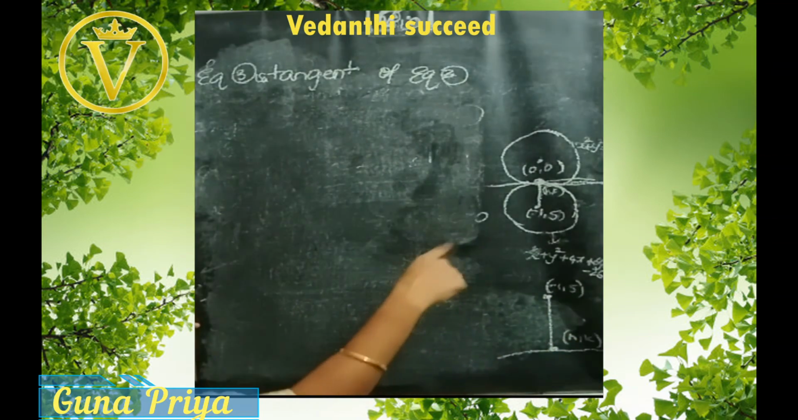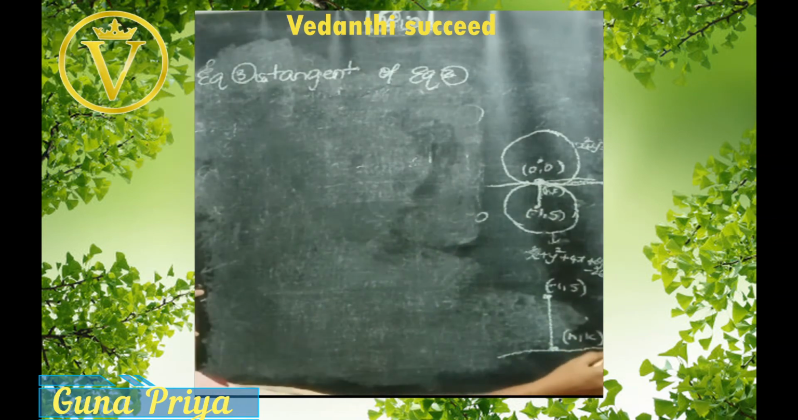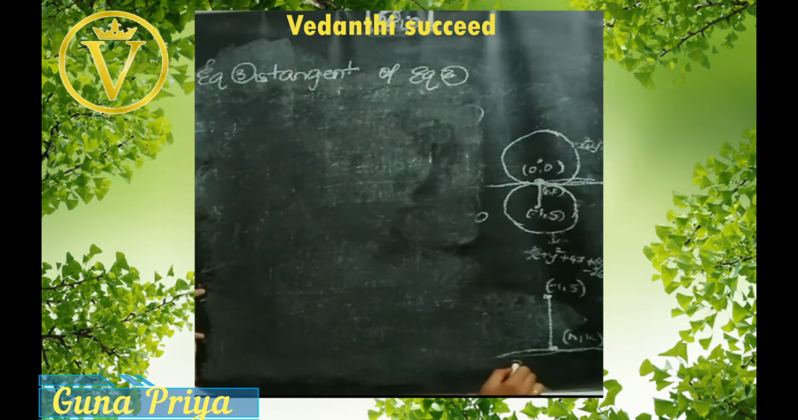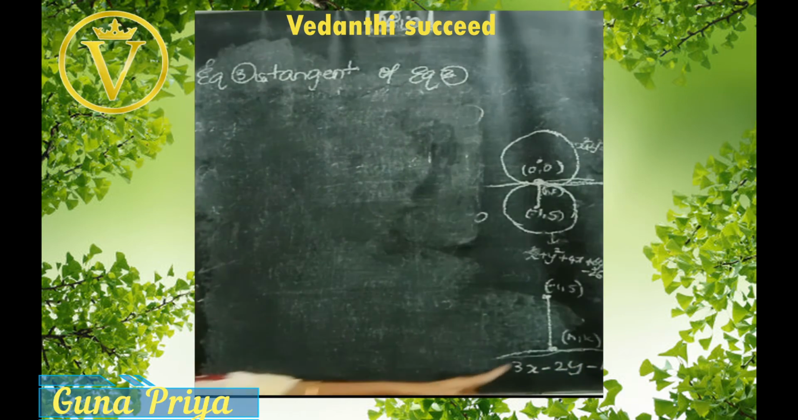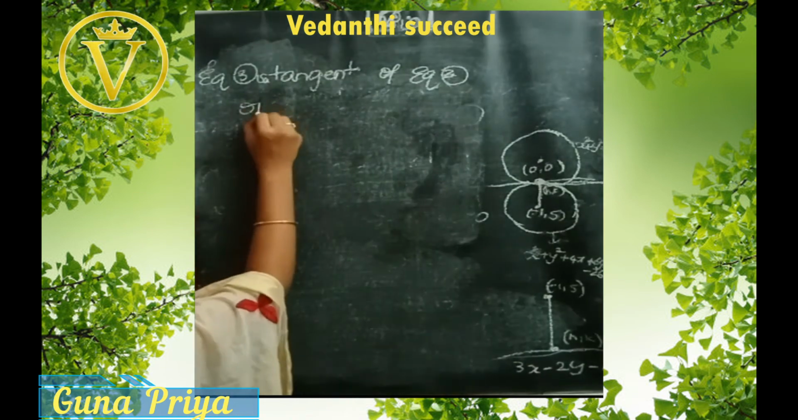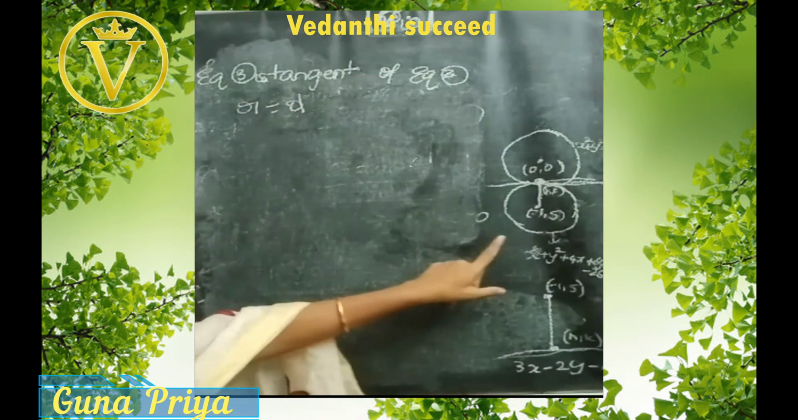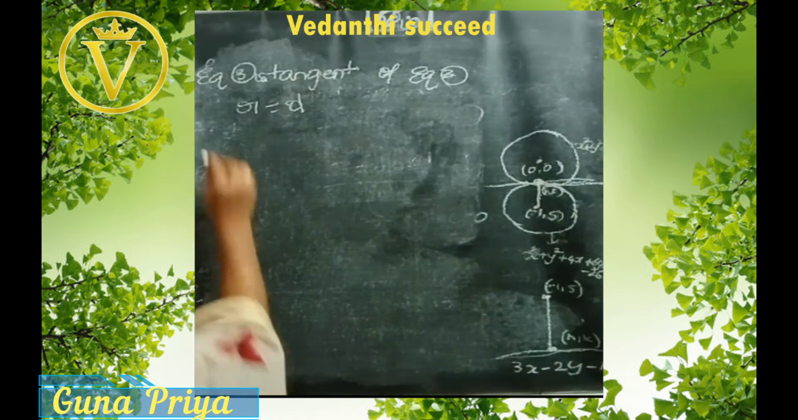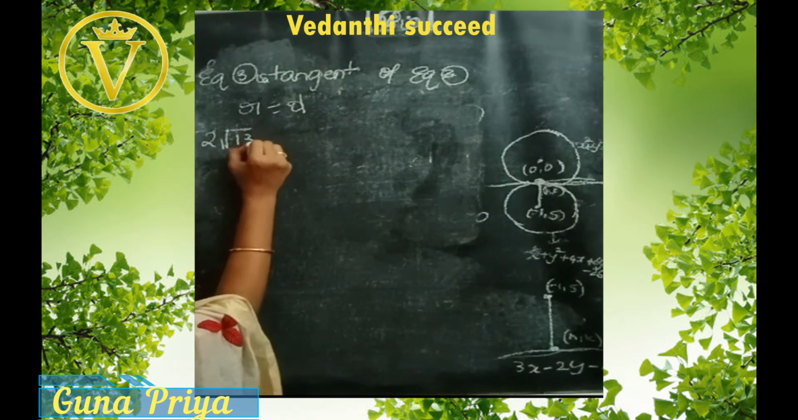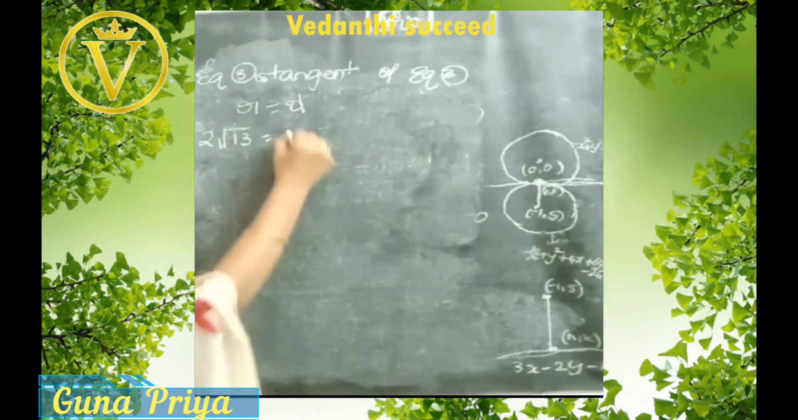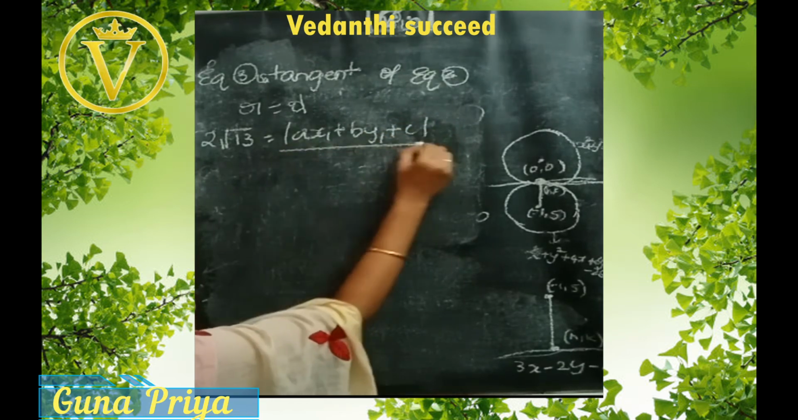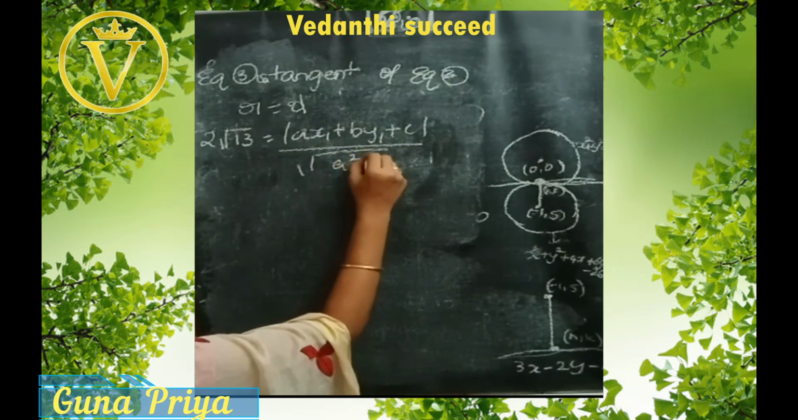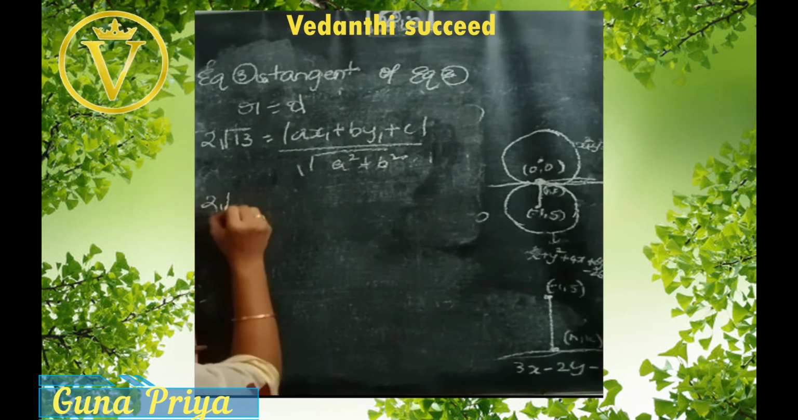Okay, first we will prove that the two circles touch each other. This line is 3x minus 2y minus 13. That's the equation of the tangent. From this, r equals d. What's the r for this second equation? 2 root 13. We have to prove that. What's the formula for d? It is (ax1 plus by1 plus c) by root of a square plus b square.